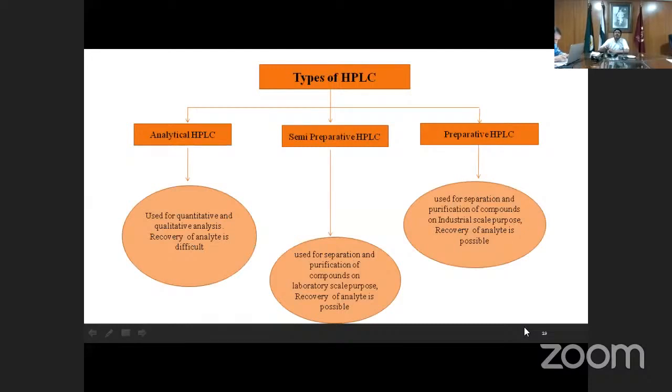And this is the most common preparative HPLC used in industry for separation of pharmaceutical raw material and many more things. In analytical HPLC, normally we use it only for quantification and qualitative work, or identification as well.